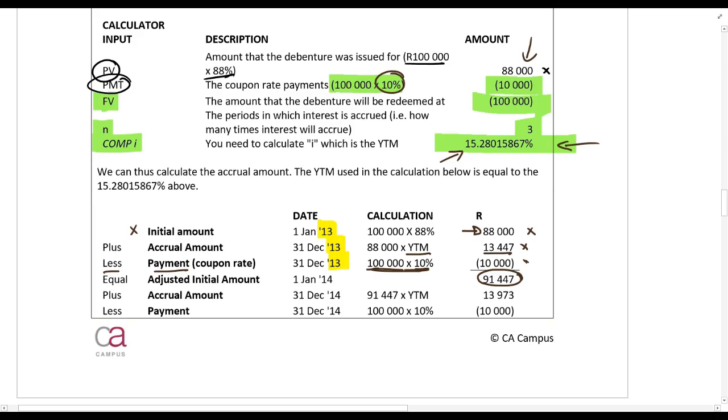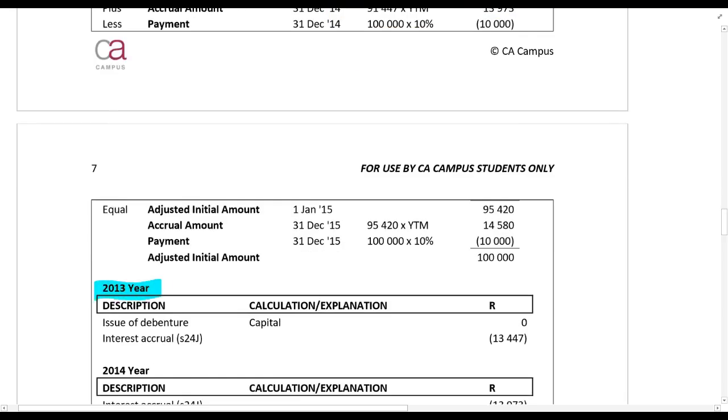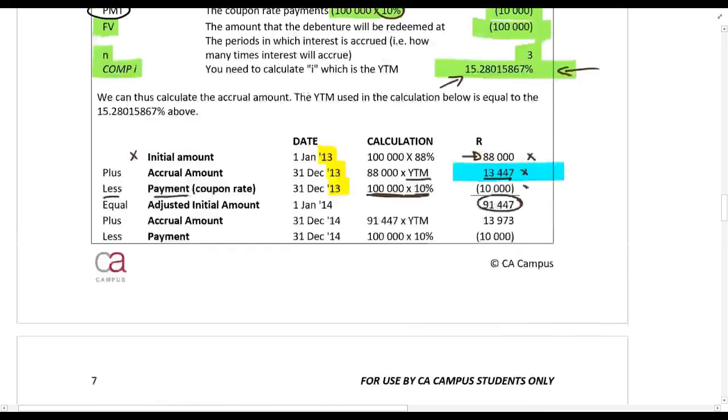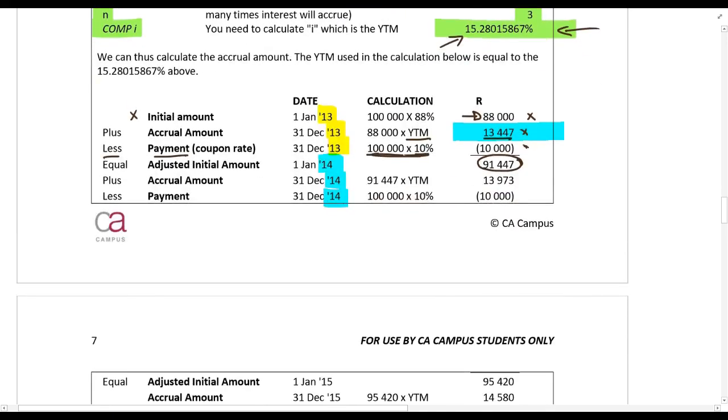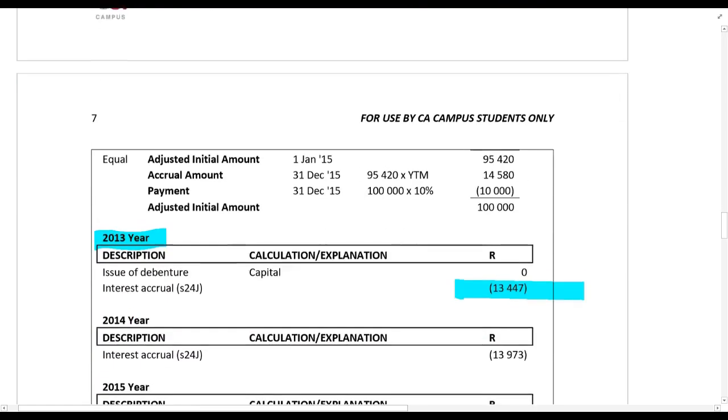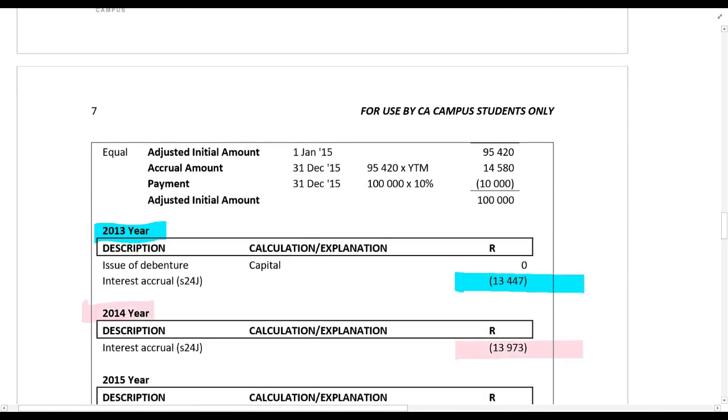So what is the amount of interest in 2013 in our tax calc? 13,447. So let's go to 2013. Can you see 13,447? All right. Now we have to do the calculation for 2014. So now important for you to see is the following. Our adjusted initial amount is 91447. We now take that amount, 91447, times our yield to maturity. That gives us 13,973. Payment, still 10,000 rands. What is the amount that goes into our tax calc? 13,973. So 2014, 13,973. Right, so now we've got a new adjusted initial amount.